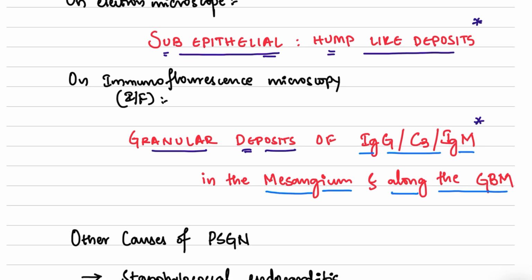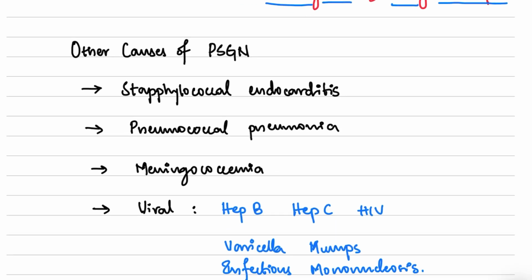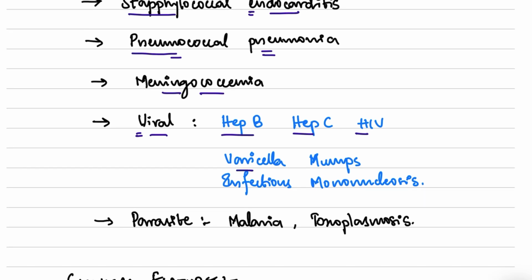Deposits of IgG, complement 3, IgM in the mesangium and glomerular basement membrane, and on electron microscope you have subepithelial hump-like deposits. So what are the other causes of PSGN? Sometimes you might just say that PSGN is due to post-streptococcal infection of the pharynx or larynx. No, it can also occur in staphylococcal endocarditis, pneumococcal pneumonia, meningococcemia, as well as some viral infections such as hepatitis B, hepatitis C, HIV. We can also have varicella, mumps, infectious mononucleosis. So these are the other causes of PSGN.